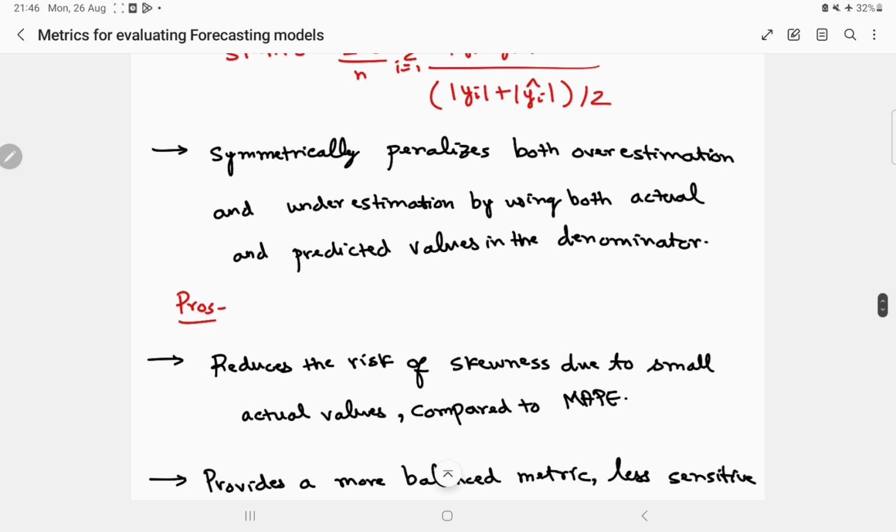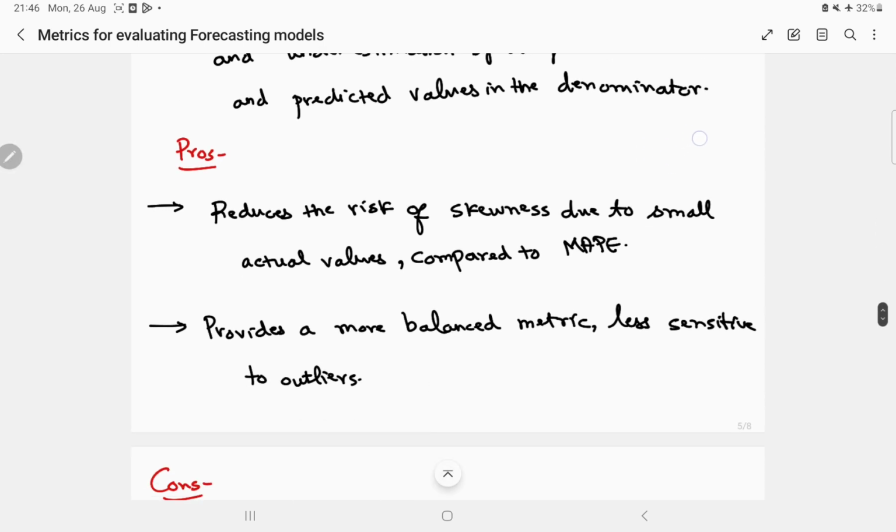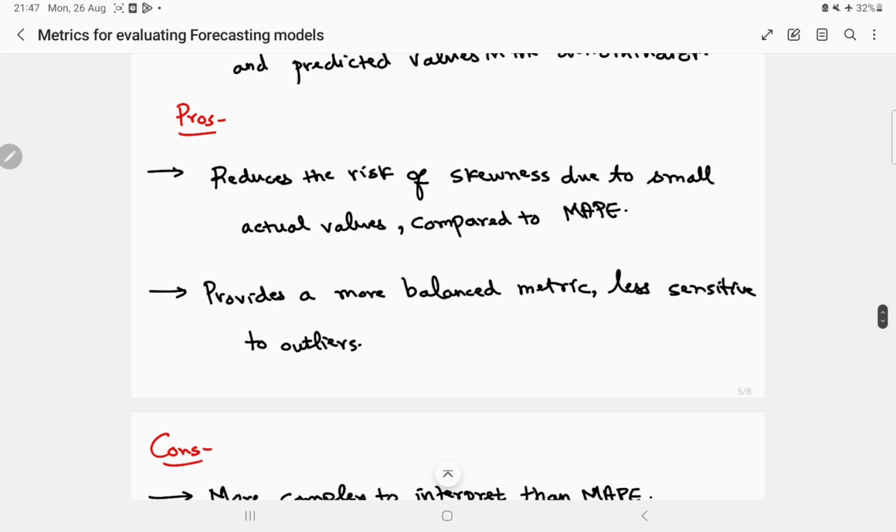And it symmetrically penalizes both the overestimation and the underestimation by using both actual and predicted values in the denominator. And when it comes to some of the advantages, it reduces the risk of skewness due to small actual values when compared to MAPE, and it also provides a more balanced metric which is less sensitive to outliers.